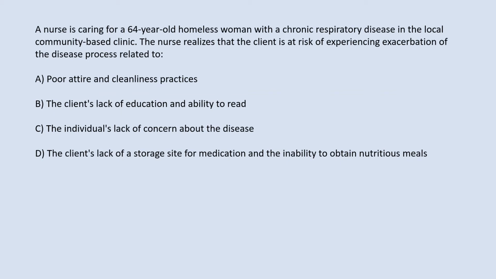A nurse is caring for a 64-year-old homeless woman with a chronic respiratory disease in the local community-based clinic. The nurse realizes that the client is at risk of experiencing exacerbation of the disease process related to: A. Poor attire and cleanliness practices. B. The client's lack of education and ability to read. C. The individual's lack of concern about the disease. D. The client's lack of a storage site for medication and the inability to obtain nutritious meals.